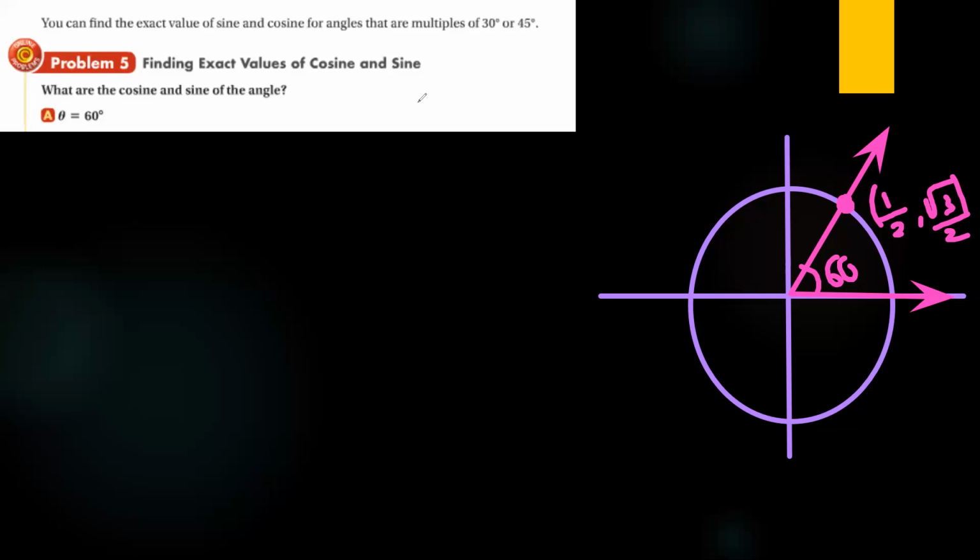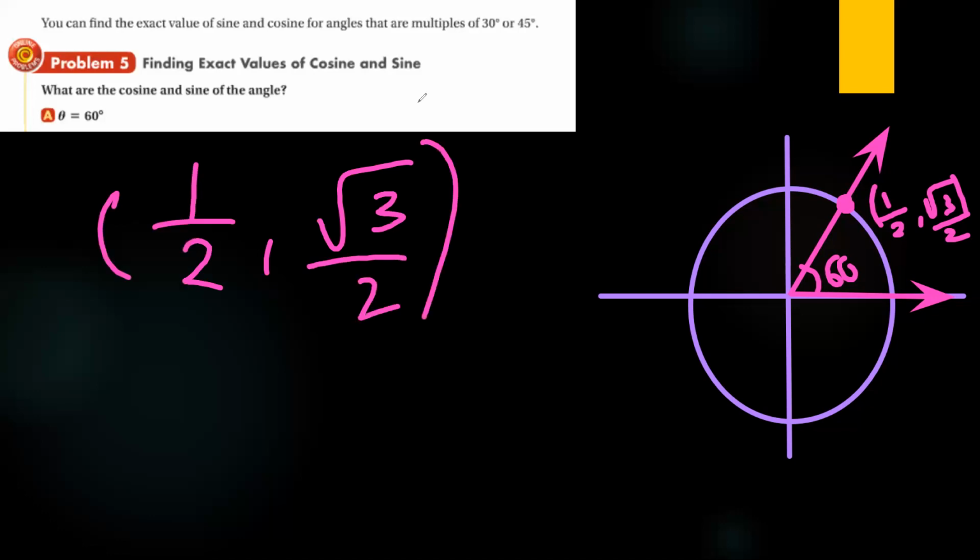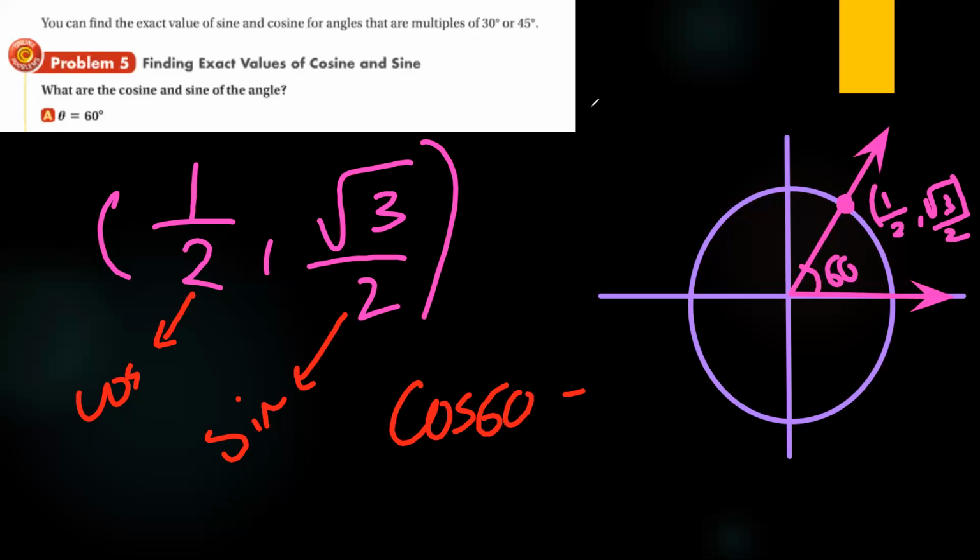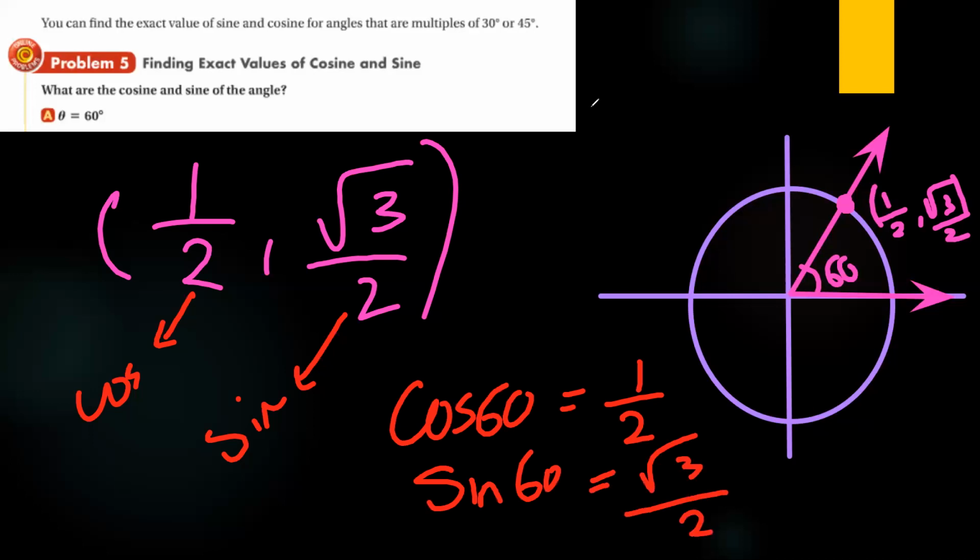What does it mean? This is the cosine and this is the sine. So the cosine of angle 60 is half and the sine of angle 60 is square root of 3 over 2. This is a way to find the cosine and sine of angle 60: you draw it, then find the coordinate of this angle on the unit circle. This coordinate tells you the cosine and the sine of the angle.